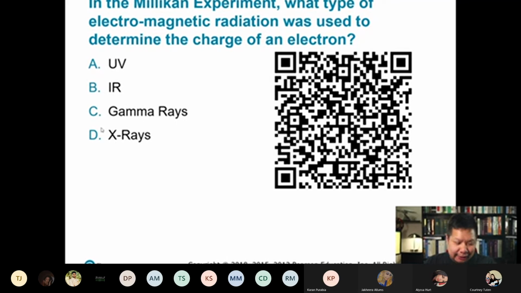But the answer for this is X-rays, of course. Okay. So, Jakir, I think that was Jakir that asked me to put the link. There is no link, so forget it. Let's just keep going forward.